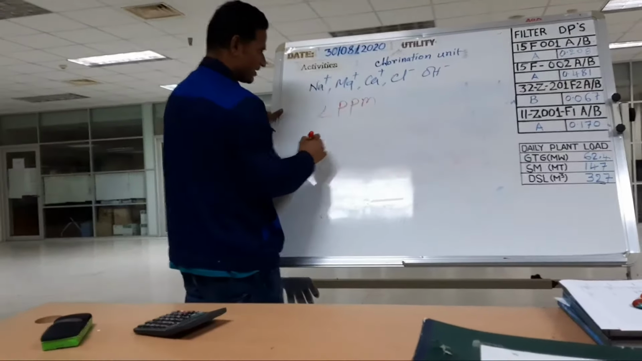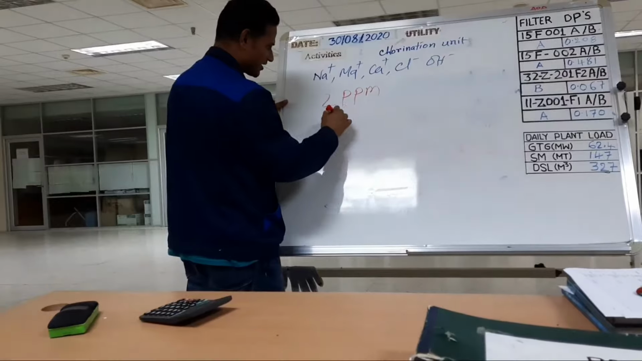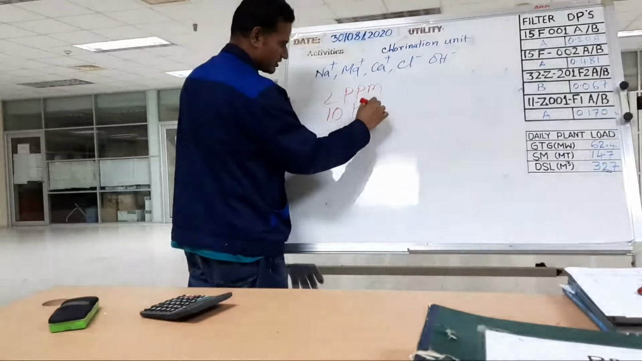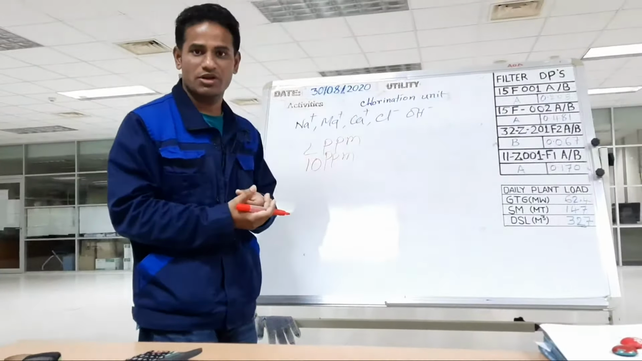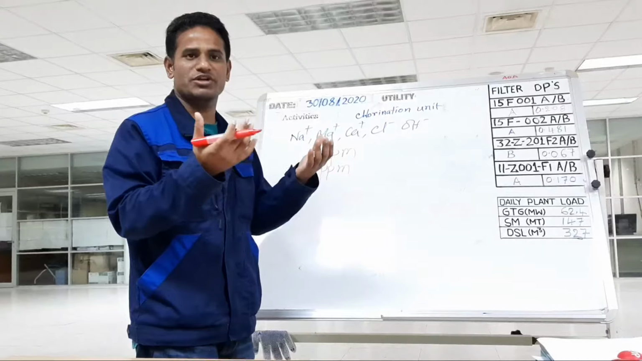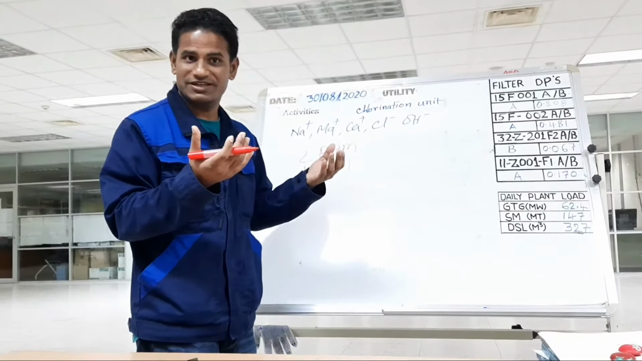2 ppm. The shock dosing mode chlorine rate 10 ppm. You remember this one. This is important. And this chlorine production is normally related to the seawater flow. If more seawater flow, that time we need more chlorine, because our chlorine unit is designed for 270 kg.